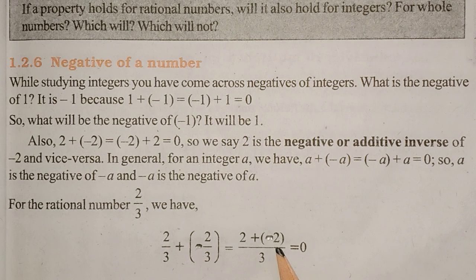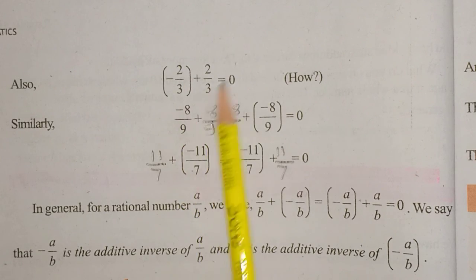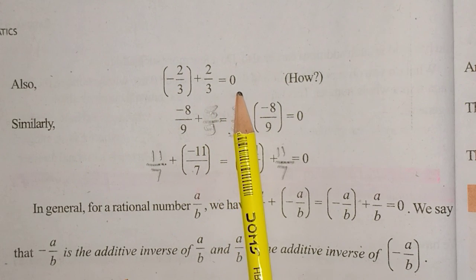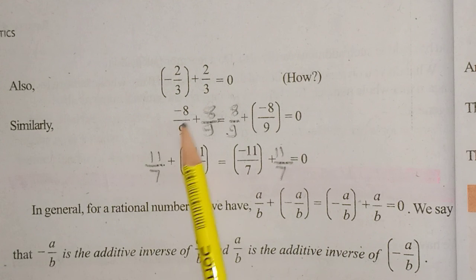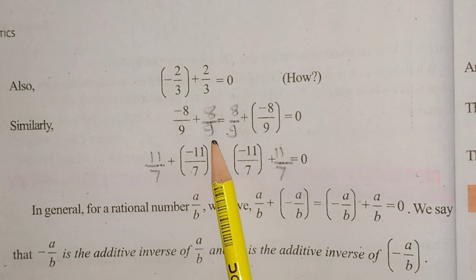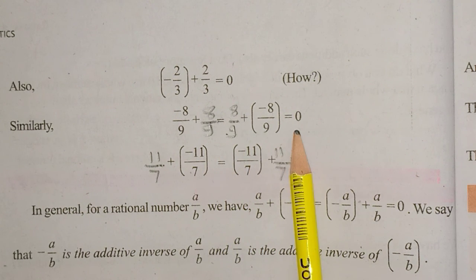Here again they have forgotten to write the minus sign. So please correct these two mistakes. Also minus 2 upon 3 plus 2 upon 3 gives the answer 0. Similarly, they have given some more examples like minus 8 upon 9, whose additive inverse is 8 upon 9. After adding them, it gives the answer 0.